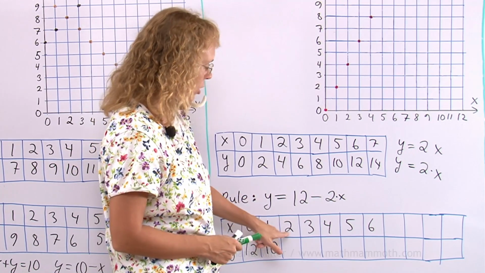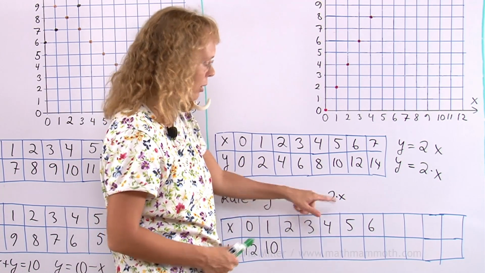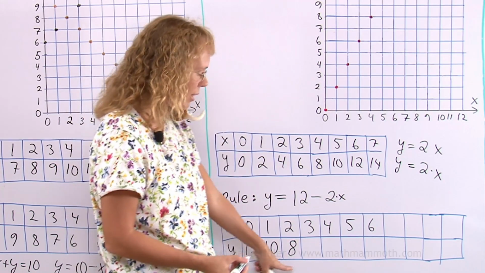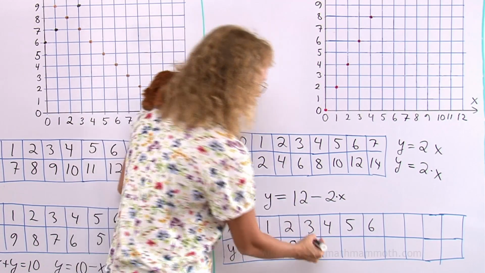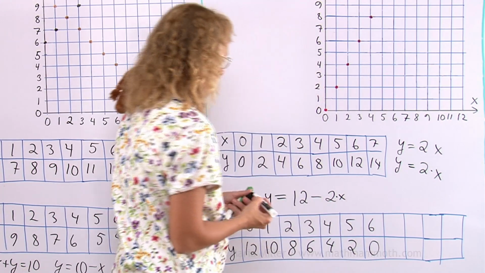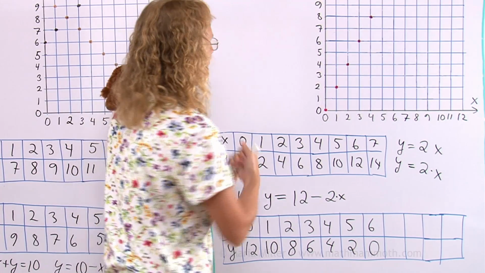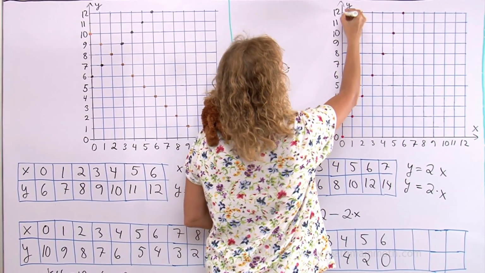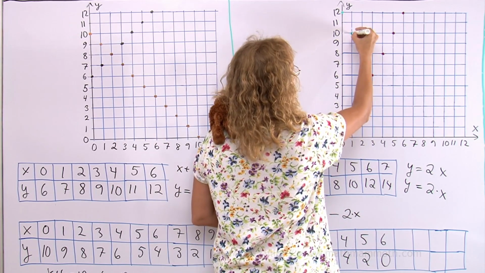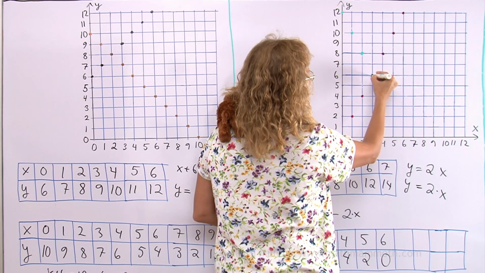Then, if x is 2, then I imagine 2 here. 2 times 2 is 4, 12 minus 4 is 8. And look, I can see a pattern here, 12, 10, 8. It is going down by 2s. So that's enough for me. I can now fill it in that way. Now we can plot the points. 0, 12. 0 here and 12 up. 1, 10. And then 2, 8.